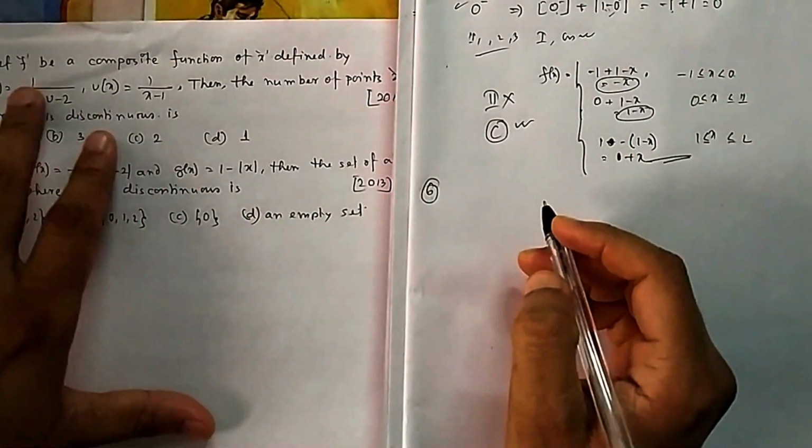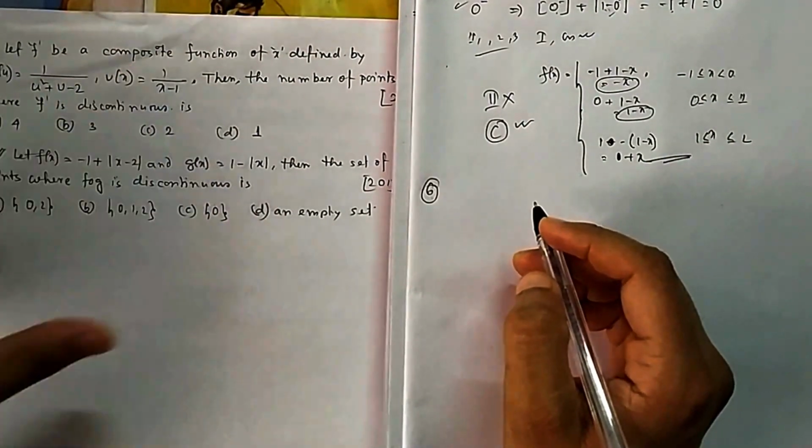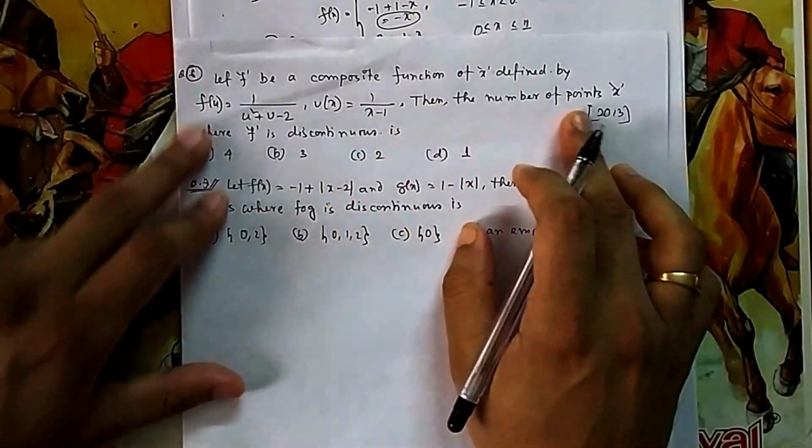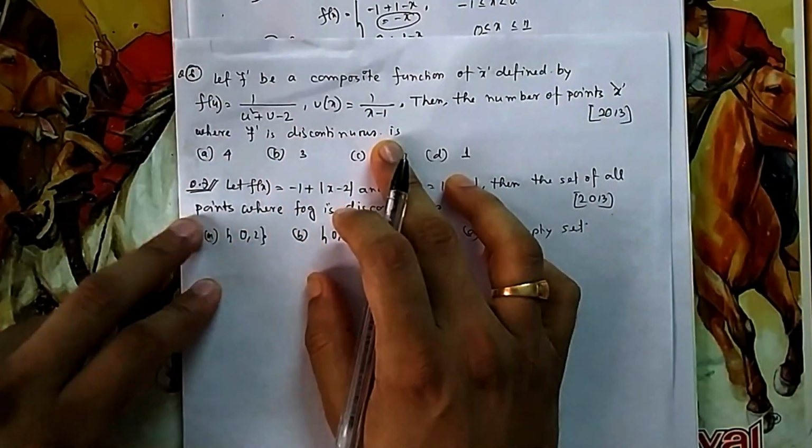Next, coming to question 6: if f is a composite function of x defined by f(u) is this and u is this, then find the number of points x where f is discontinuous.